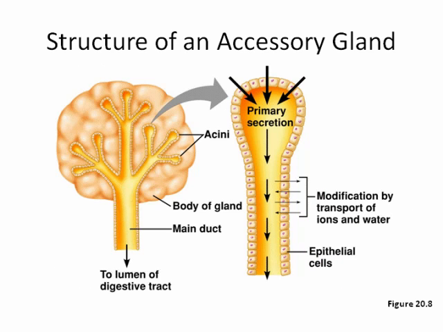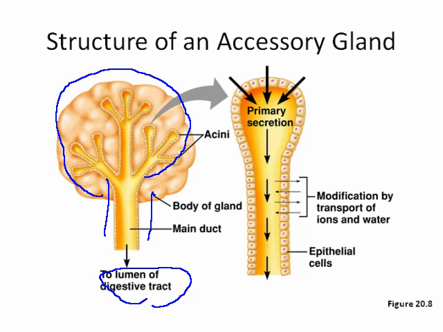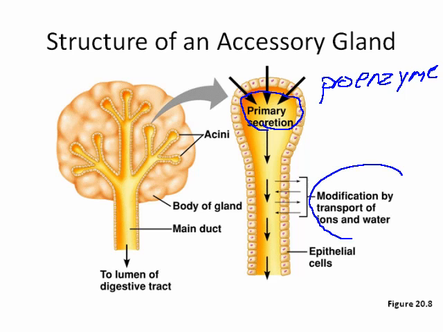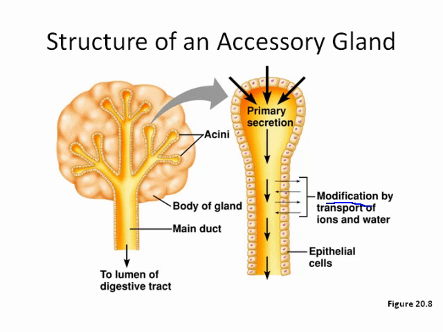So let's take a look at the structure of accessory glands. Here we have the body of a gland attached to ducts that are going to enter into the lumen of the digestive tract. These glands release what we call a primary secretion, which in most cases is a proenzyme, or prohormone in some cases, meaning that it does not actually have enzymatic activity, but that it needs to be modified. And the modification is going to eventually lead to the production of the active enzyme or active hormone. And the modification of it is in large part due to transport of ions and water changing the chemistry of this primary secretion.